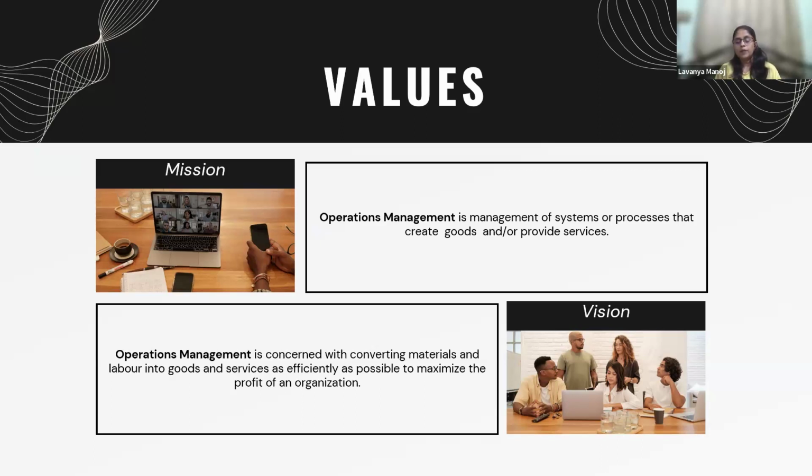And yeah, we were discussing the second definition. Yes, it's converting the materials and labor. Again, it applies to all the departments. So whatever materials here, it means the resources, the resources available for running the process. So the resources and the labor, that is the manpower. So material and manpower into goods and services as efficiently as possible to maximize the profit of the organization.